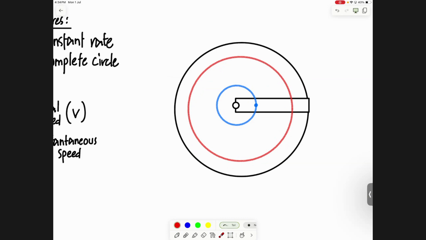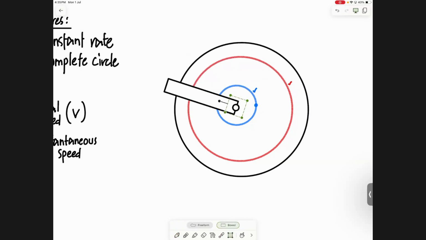So the problem is that if I tell you the speed of objects here, you'd find the speed is the same or different? Different, right? What's the formula for speed? Distance by time, right? When the blade completes a full circle, doesn't the time taken by the blade be the same for all the parts?